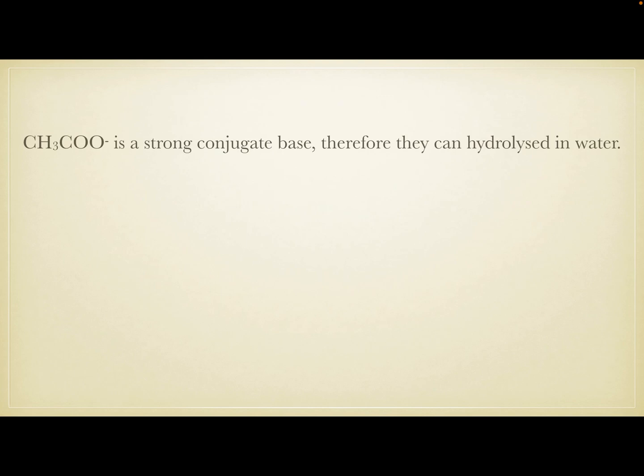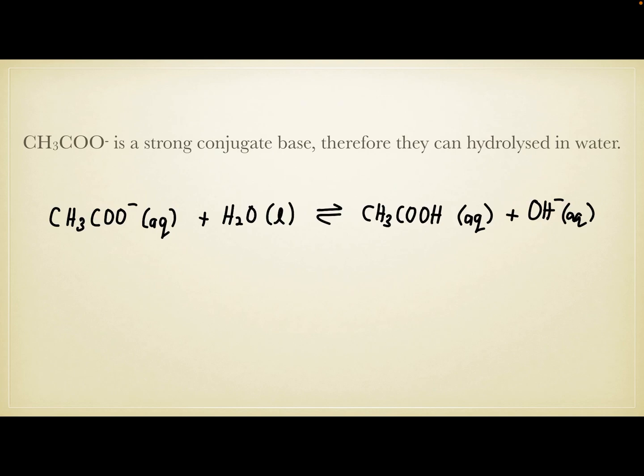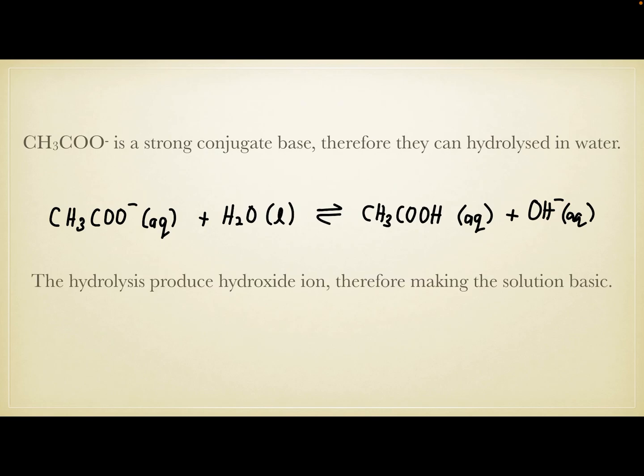However, CH3COO minus is a strong conjugate base, therefore it can hydrolyze in water. So what happens? CH3COO minus will hydrolyze in water, receive the H plus and become CH3COOH, and H2O will become OH minus. And since the hydrolysis produces hydroxide ion, therefore the solution becomes basic. So that's why our sodium ethanoate is a basic salt.